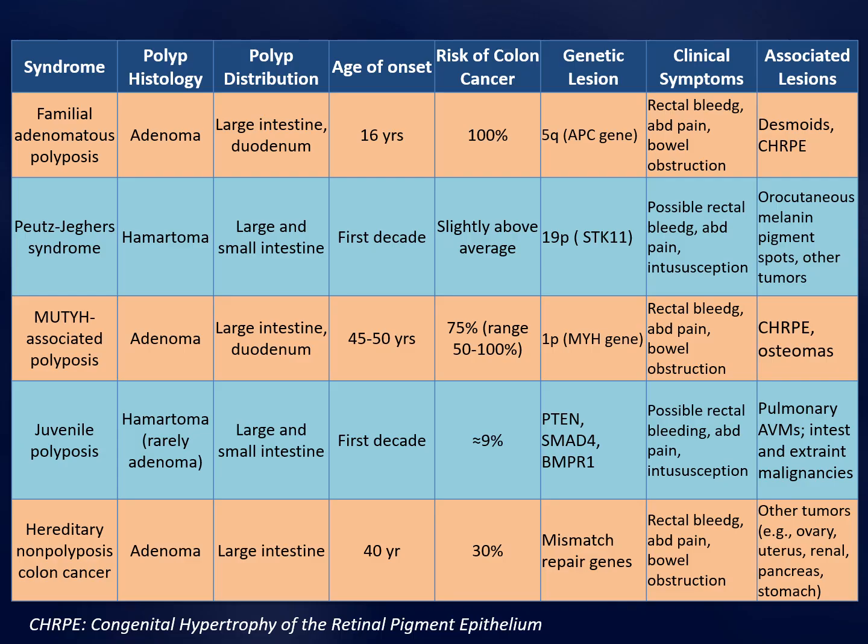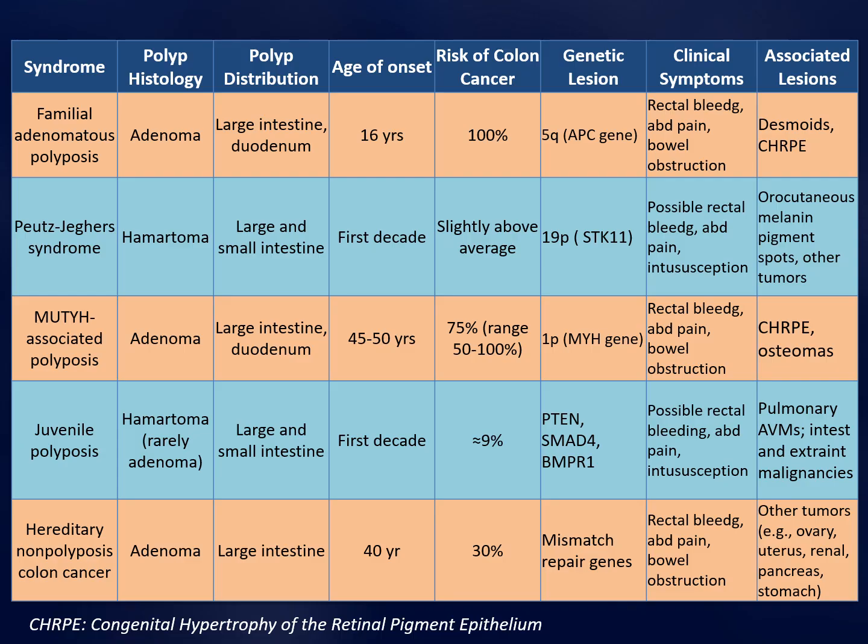Lynch syndrome may have tumors in other organs such as the ovary, the uterus, the kidneys, pancreas, and the stomach. We have another form of attenuated polyposis, which is called MUTYH-associated polyposis or MAP. These patients have adenomas of the large intestine and duodenum, mutation of the MYH gene, age of onset of cancer around 45 to 50 years, with a risk of colon cancer of 75% on average.